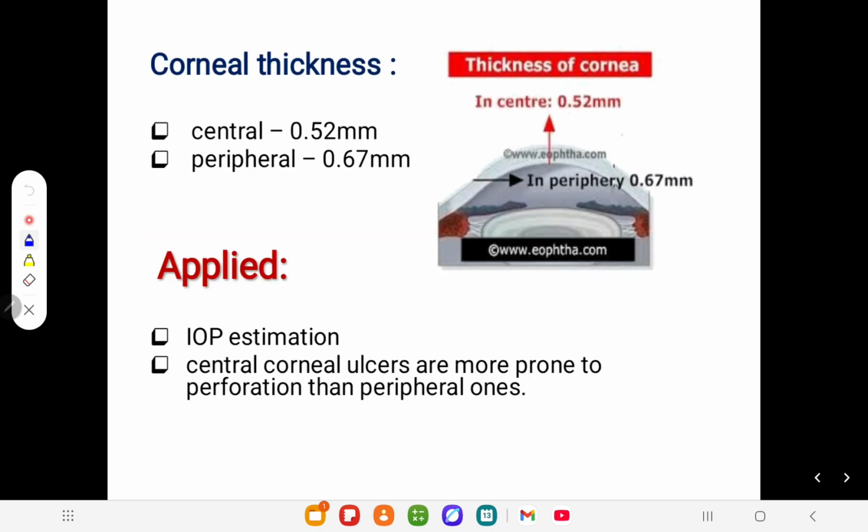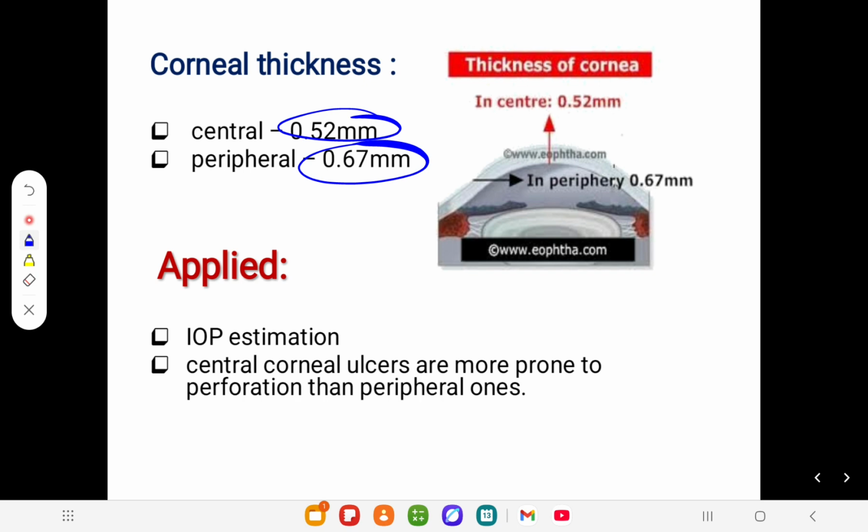Okay, let's move further. Corneal thickness: central is thinner and peripheral is thicker. So central is thinner and peripheral is thicker. It always happens in a minus lens, isn't it? If you ever check the minus power of a spectacle lens, it's always like that. But even though our cornea is like a minus lens, it acts as a positive lens. Why?